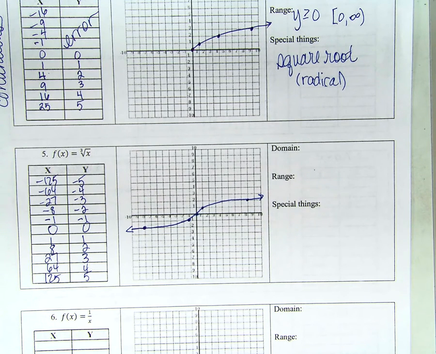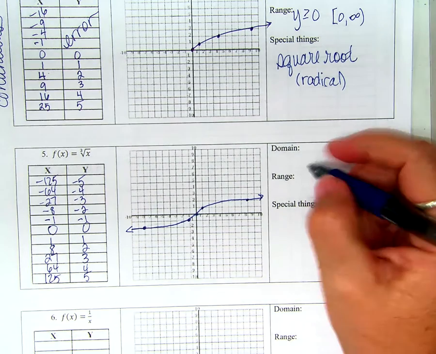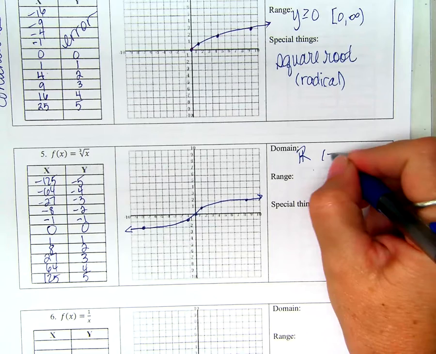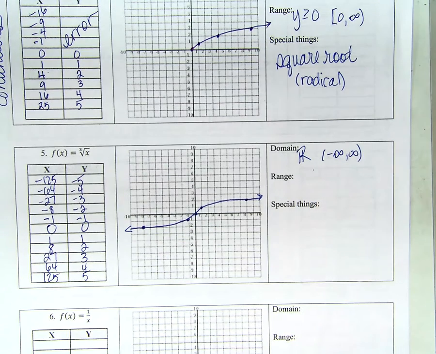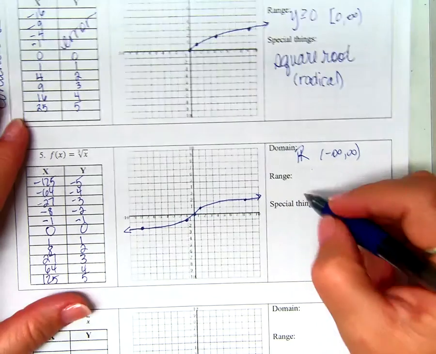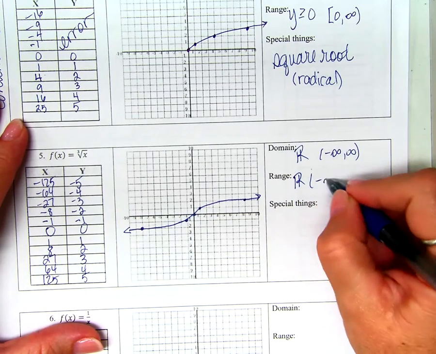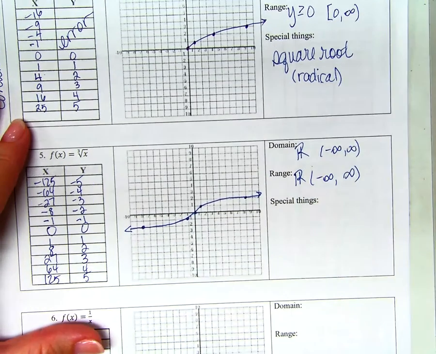What's the domain? How far left does it go? How far right does it go? All real numbers. What about the range? Same thing? All real numbers? Because it's how far down and how far up?